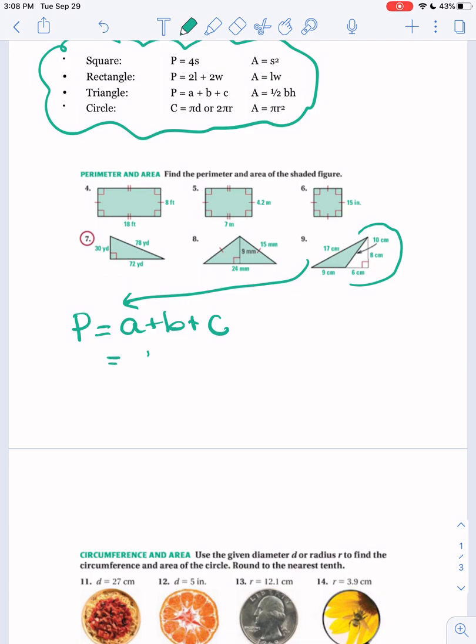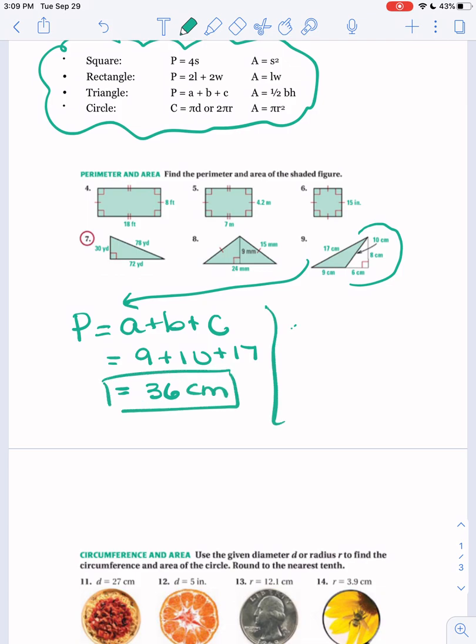So we're going to say 9 plus 10 plus 17. Of course, order doesn't matter. So that's 19 plus 17. Looks like our perimeter is 36. In this case, it's centimeters.